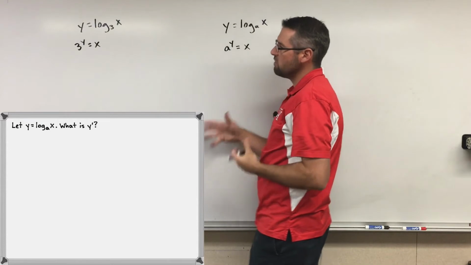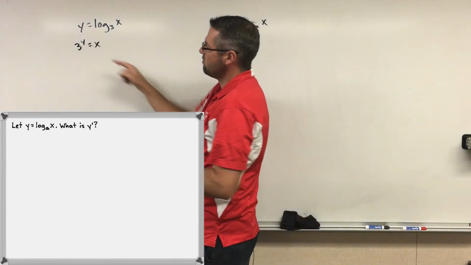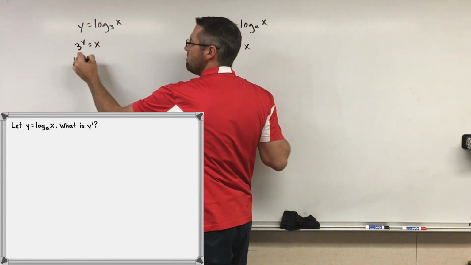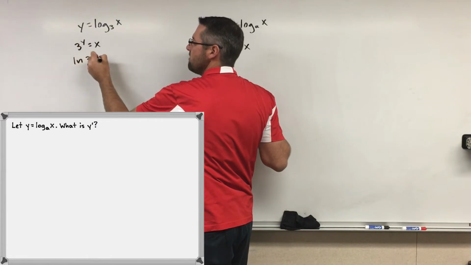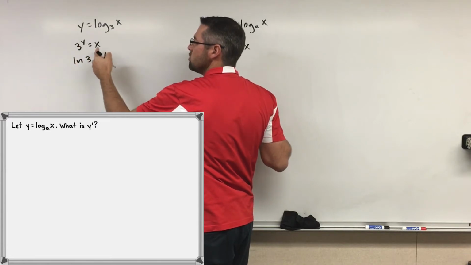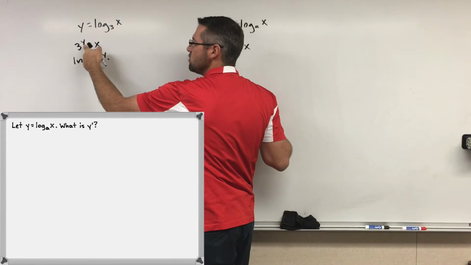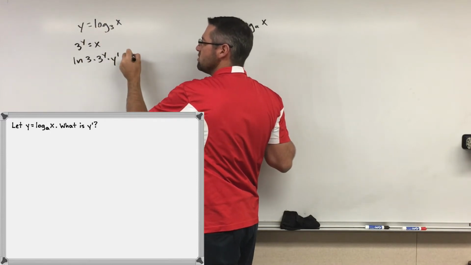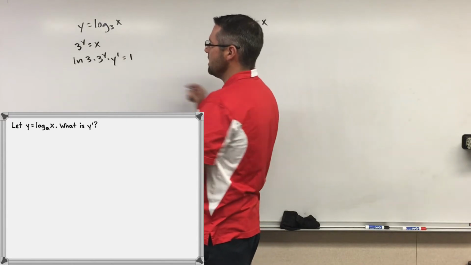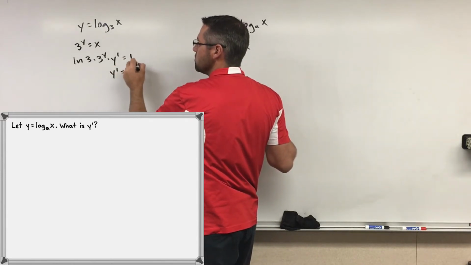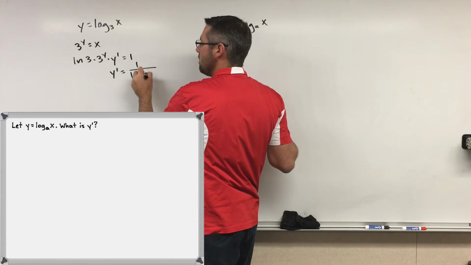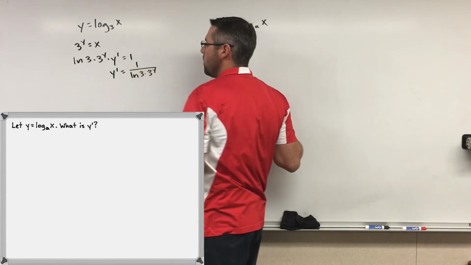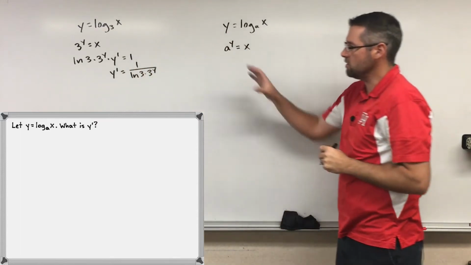Now, if I were to take the derivative of this, the derivative of 3 to the y, remember, is the natural log of the base times the function itself times the derivative of the inner function. Well, the derivative of y is y prime, and then the derivative of x is just 1. We're going to isolate y prime here, so we get y prime equals 1 over the natural log of 3 times 3 to the y. And there is our derivative for that.